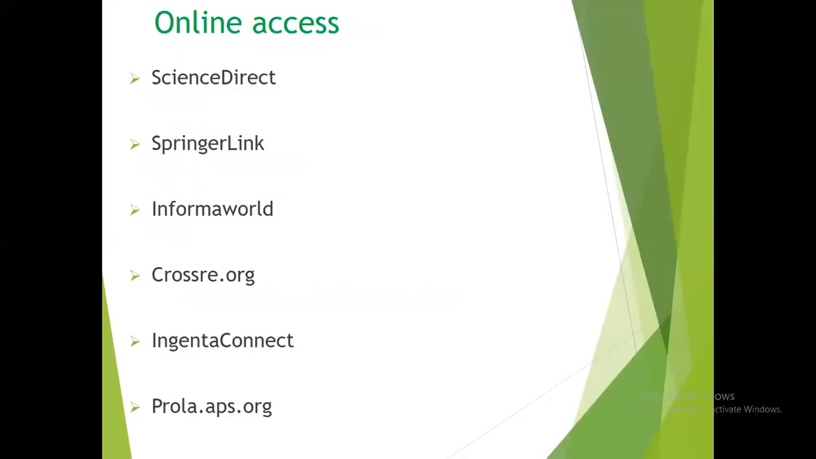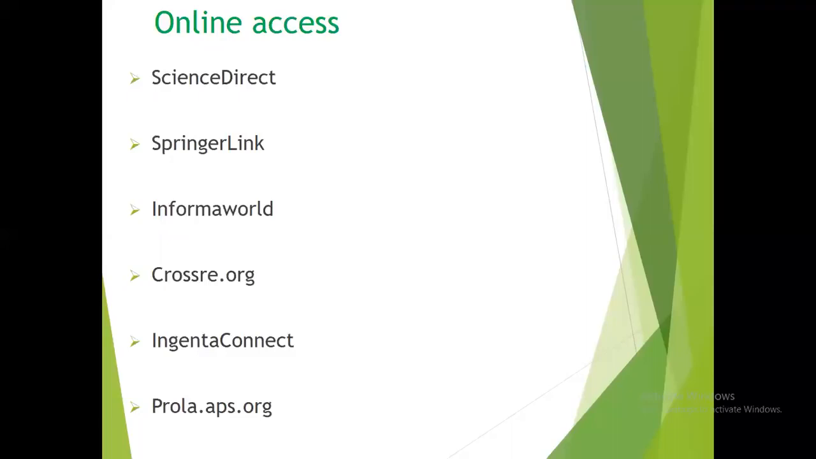Now, how do you search for that kind of journal online? If you want to find journals from Elsevier, you have to go directly to ScienceDirect, and from there you will be able to get a lot of Elsevier journals. Likewise, there are different links and different journal websites where you will be able to get the particular article from their website only.